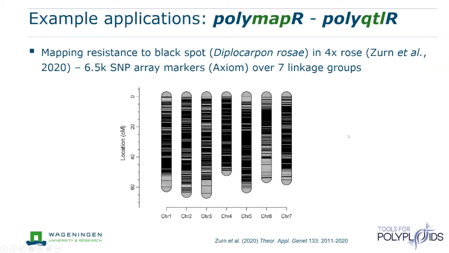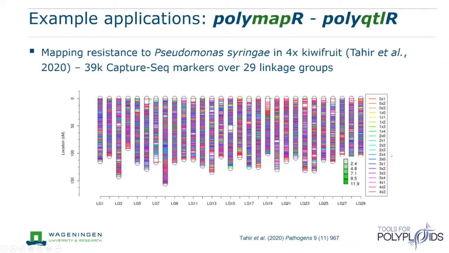Another nice application in a completely different species is in tetraploid kiwi. And kiwi is an extremely complex crop in the sense that it has not only polyploidy, but also an enormous number of chromosomes. But polymapR was successfully used here also to generate maps and to map a resistance locus there to Pseudomonas. And I think Gibran is also giving a talk directly after my workshop, so it'll be nice to hear from Gibran again. Okay, so that's a number of applications.